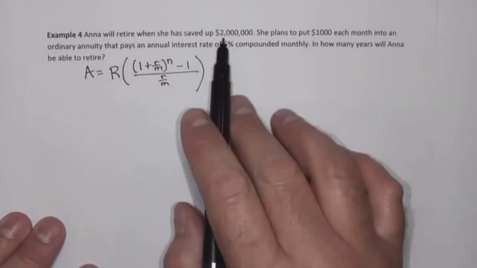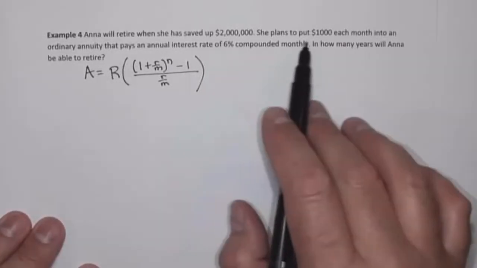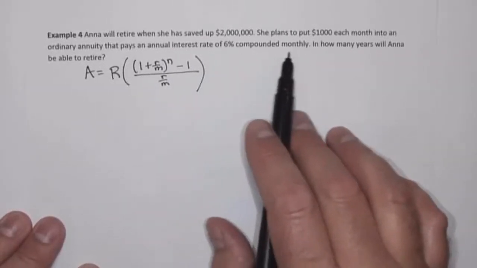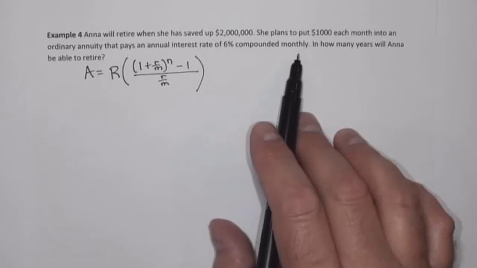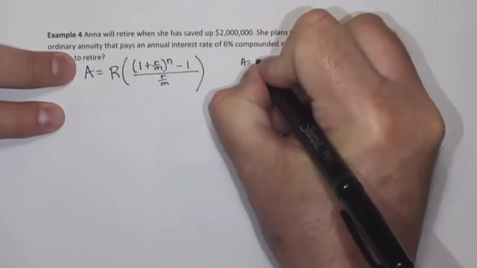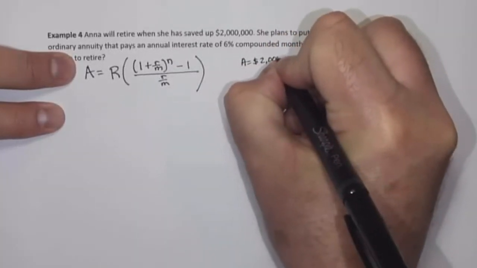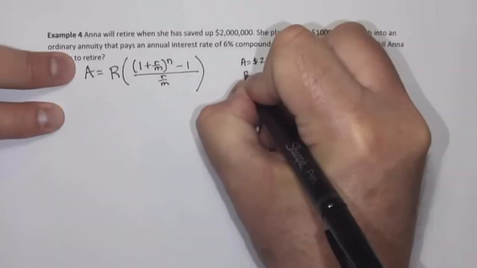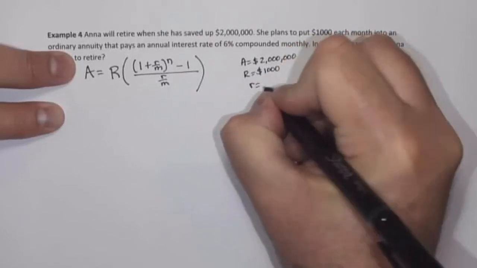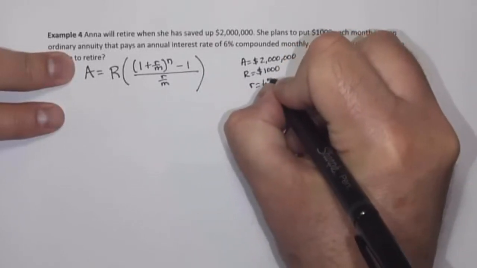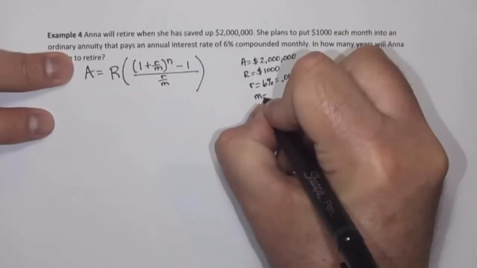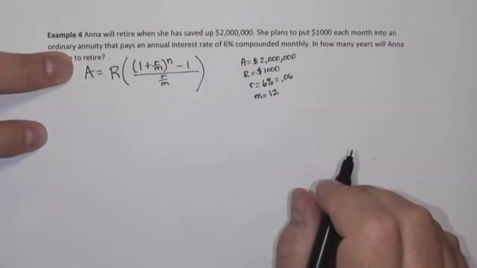So again, Anna wants the future value to be $2 million. Her payment is going to be $1,000. Her interest rate is 6%, and she's compounding monthly. What we don't know is the time. So again, just writing down what I know, A is $2 million. R is $1,000. The interest rate is 6%, or 0.06, and we're compounding monthly, so M equals 12.